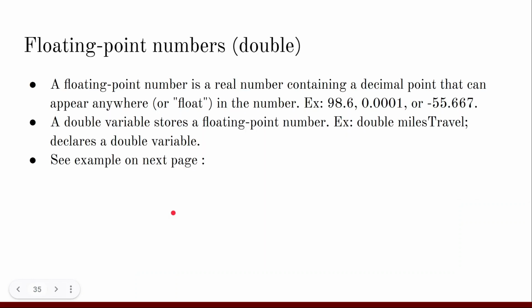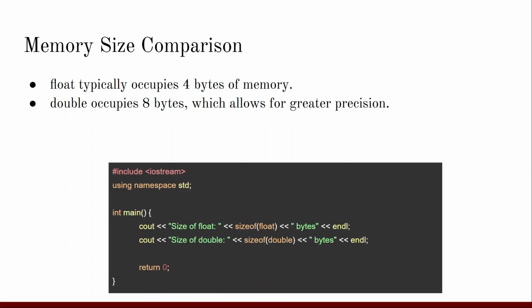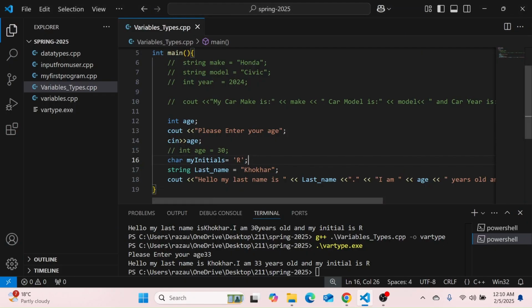Floating point numbers. We discussed that float has a decimal precision of 6 to 7 significant digits, and for double that will be 15. And the sizeof method is used to see how many bytes a data type takes in memory.